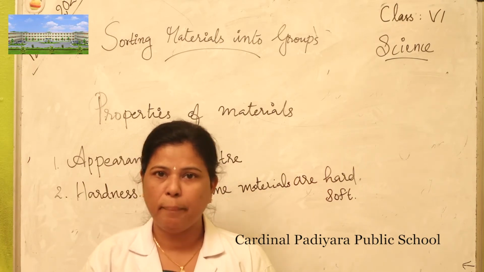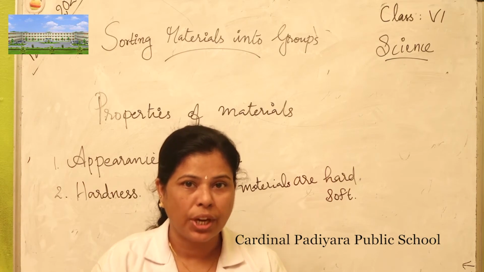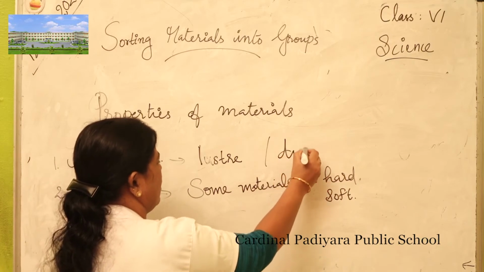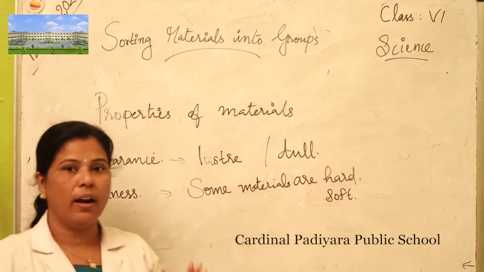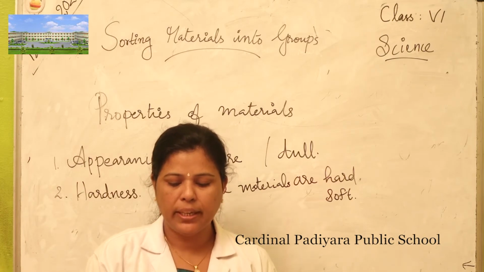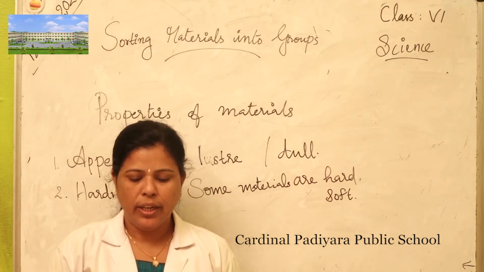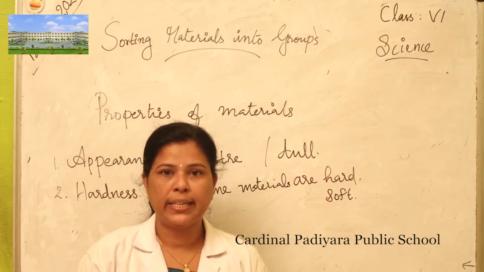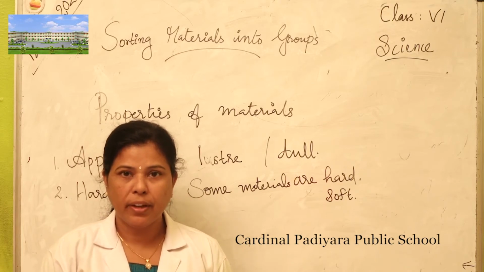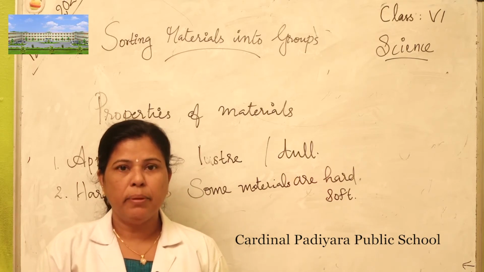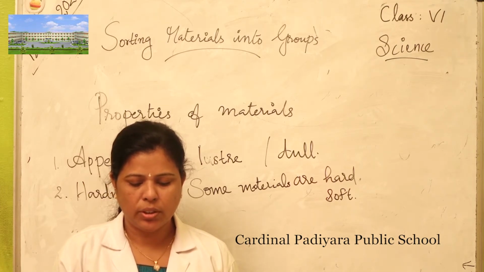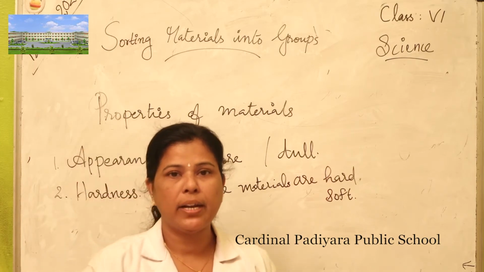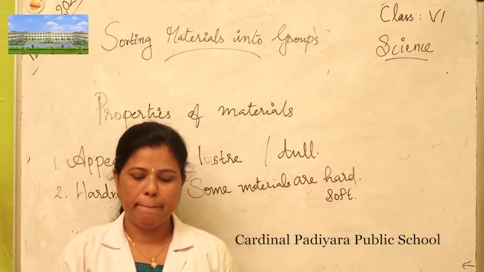The first one is appearance. Some materials show a shiny appearance, some a dull appearance. Then some materials are hard, some other materials are soft. In appearance, materials can have different properties like luster, hardness, and being rough or smooth. Can you think of other properties that describe the appearance of a material?